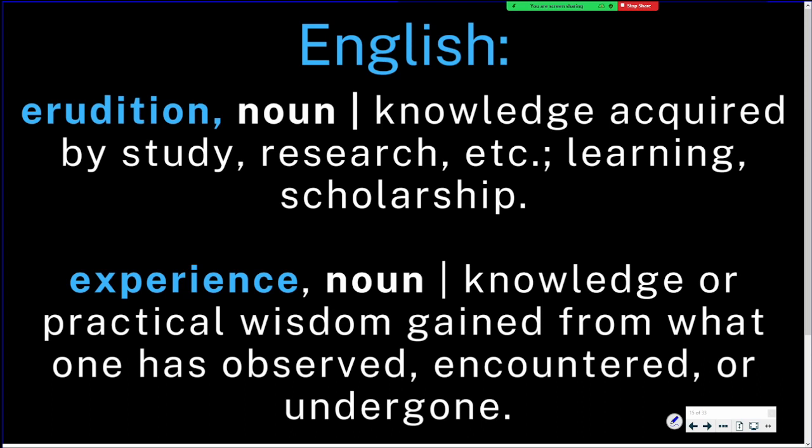One of them is erudition. Erudition is knowledge acquired by study, by research, through learning, through scholarship. If someone has spent years and years in school, they're a doctor, they've got a PhD, they're writing books, they're very educated, you would call that person erudite. So erudite would be an adjective to describe someone with years and years of schooling.